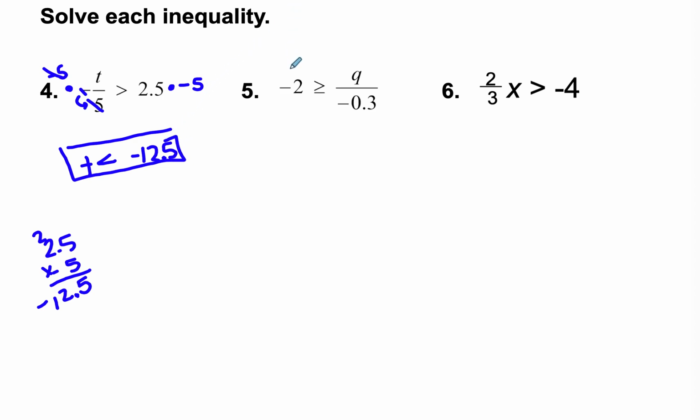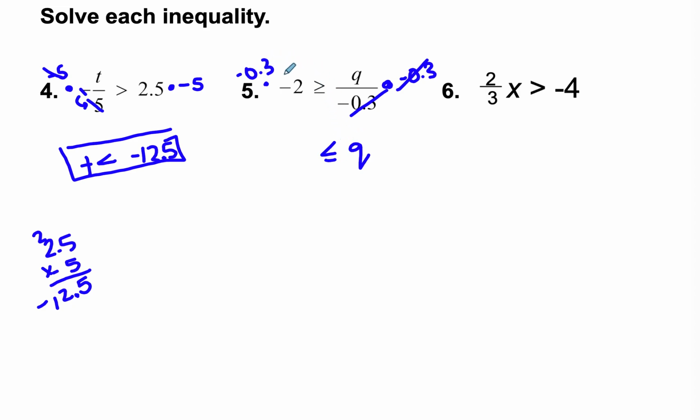All right, number 5, negative 2 is less than or equal to Q divided by negative 3/10. Because this is dividing, we're going to multiply to cancel it out. So we're multiplying both sides by a negative 3/10. Negative 3/10 divided by negative 3/10 leaves me with Q. I divided by a negative, so I'm going to change my inequality sign.